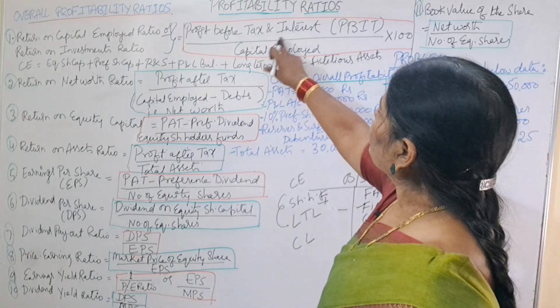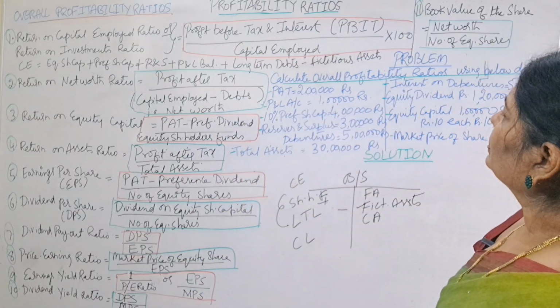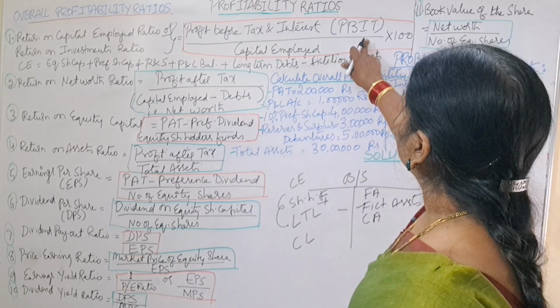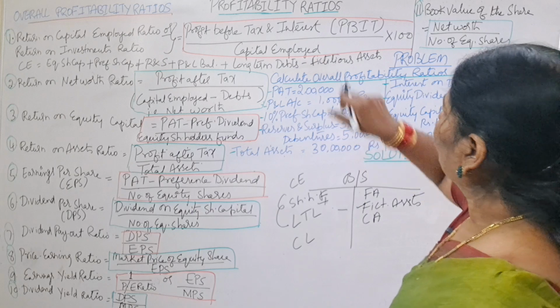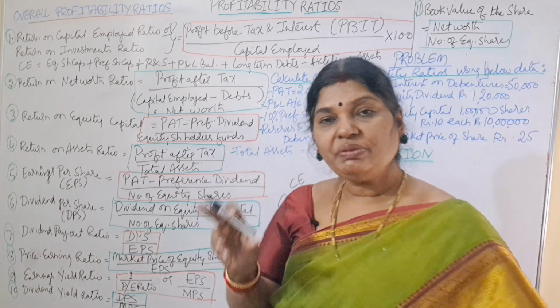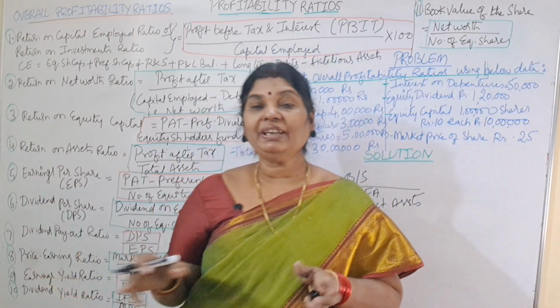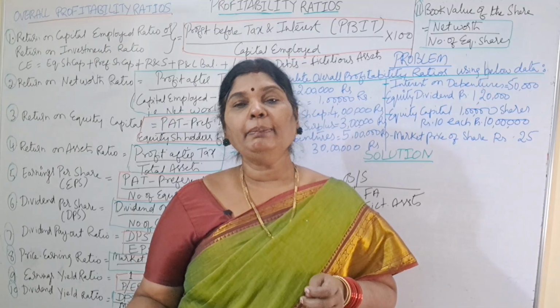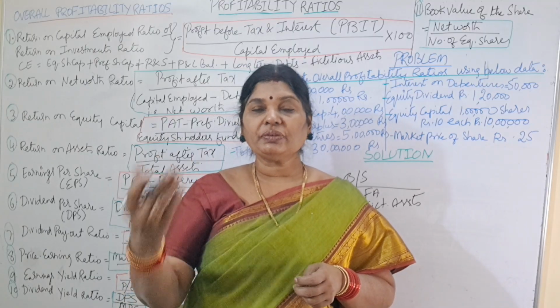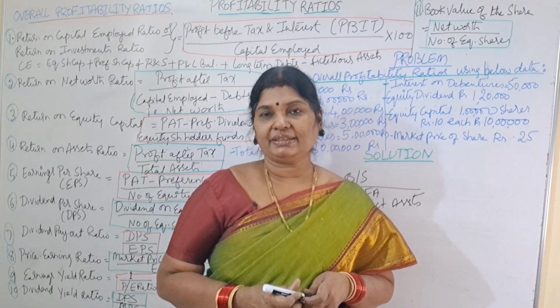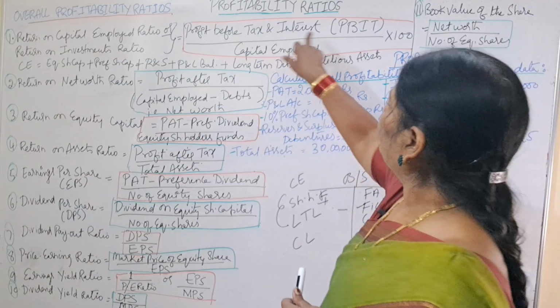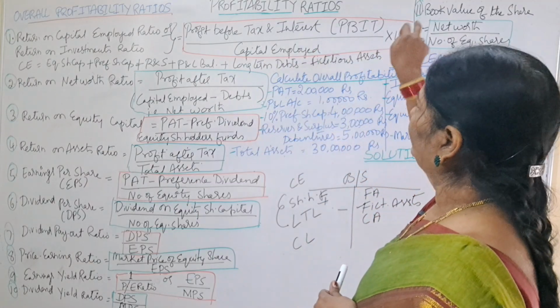So what's the ratio here? Profit before tax and interest, also called PBIT, divided by capital employed into 100. Why are we writing 100 here? Because we want to know the percentage of our return on capital employed. It means if you are investing this much capital in our business, then what is the return we want to know as an investor. So the formula is PBIT by capital employed into 100.